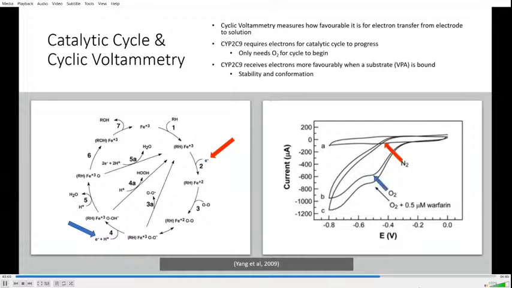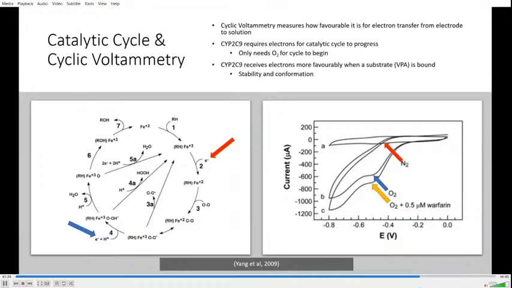So the way this works, we receive an electron in step 2, and it's shown again on the cyclic voltammetry graph to be a small current, as this is not a very favorable reaction and is not very likely to occur on its own. However, in step 4, when we are in the presence of oxygen, the enzyme opens up upon binding oxygen and receives electrons more freely.